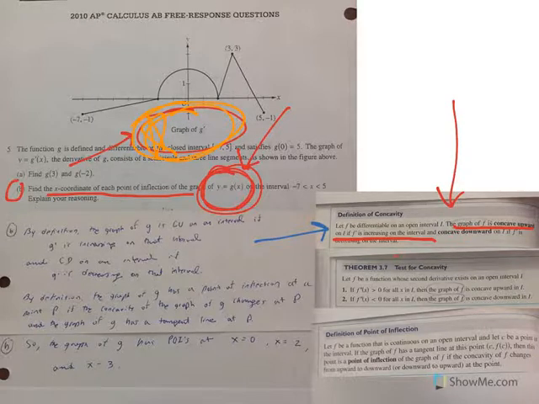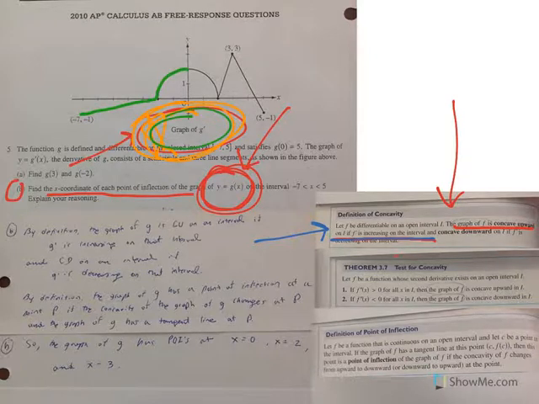By definition, the graph of g will be concave upward on an interval where g prime is increasing. Where is g prime increasing? Just look at the graph of g prime. You can see it's increasing from -7 all the way to 0. The graph is rising from left to right.